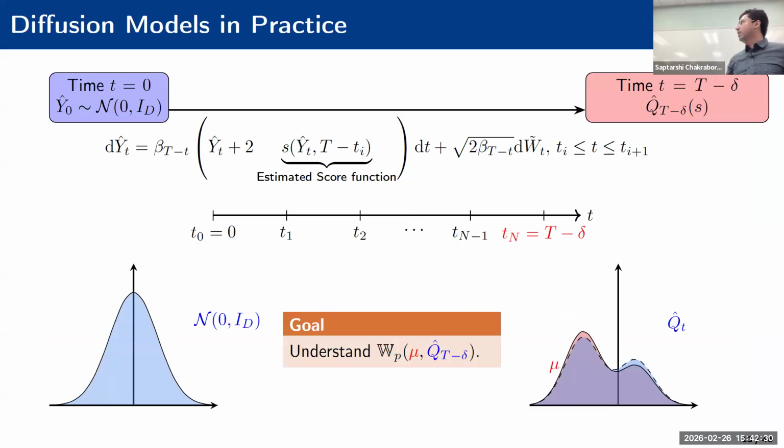And of course, if we have many samples, then we can choose delta to be very small, but we'll show that we can choose delta adaptively in terms of the number of samples.